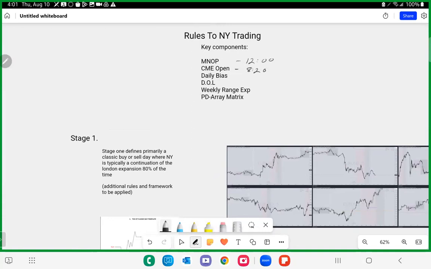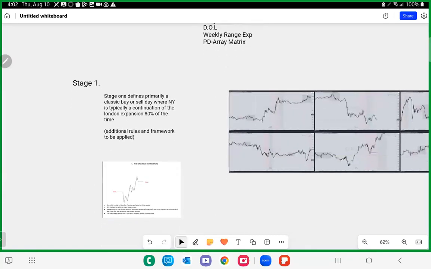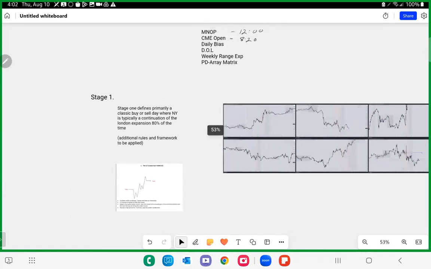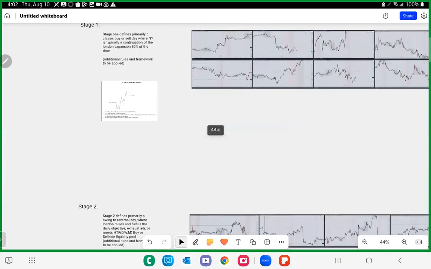Understanding daily bias, right? Where's the draw of liquidity? It's more than just the draw of liquidity. Understand the power of 3: accumulation, manipulation, distribution. Understanding the relationship between each session. Of course, draw of liquidity, I've already stated that. Understanding the weekly range expansion, and then also the PD array matrix, which is highly important to what we're going to try to accomplish here. So for this video, we'll just focus on what I call stage 1 and stage 2.